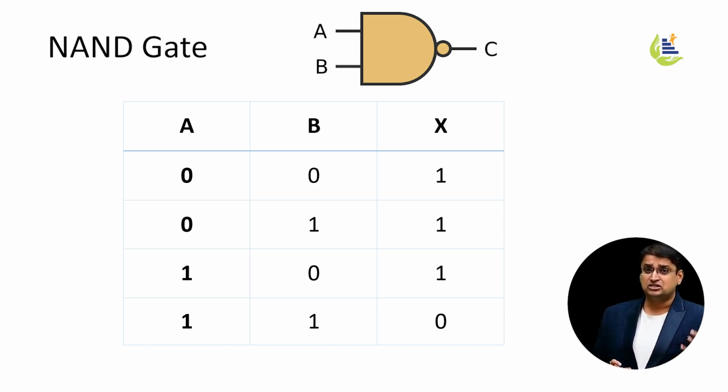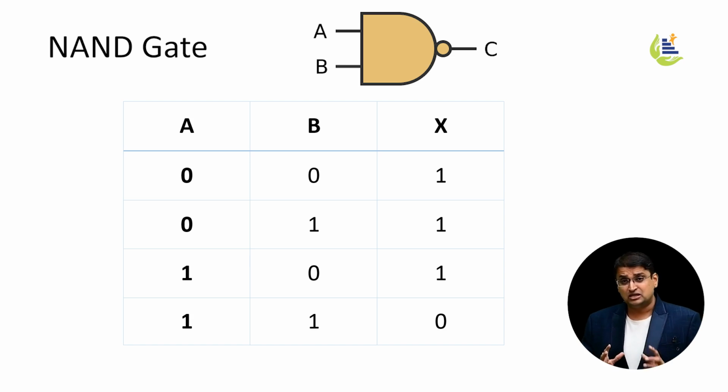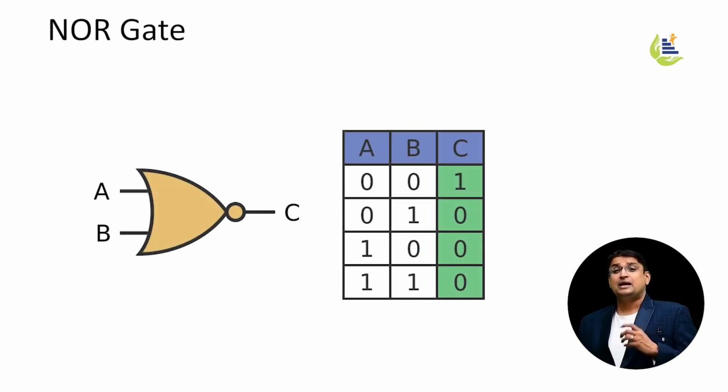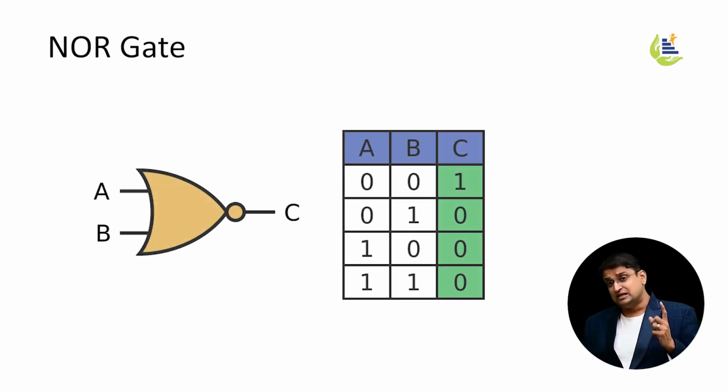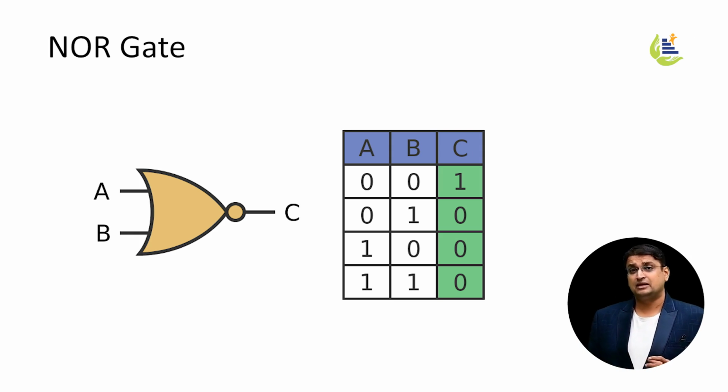It produces 0 only when both inputs are 1. NOR gate. It is an inverse of an OR gate. This gate is designed by combining the OR and NOT gates. It returns true only if both the conditions or inputs are false, otherwise it returns false.